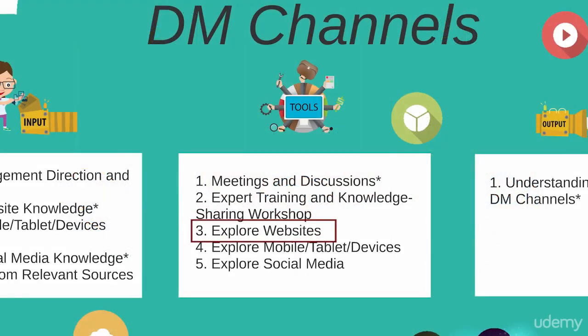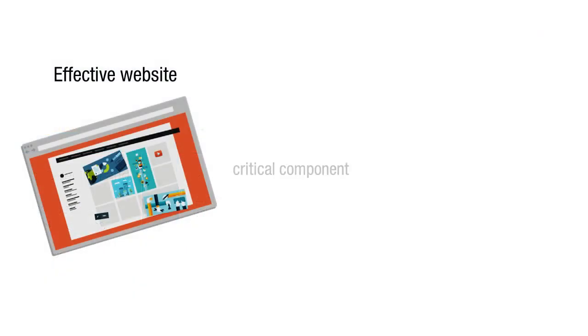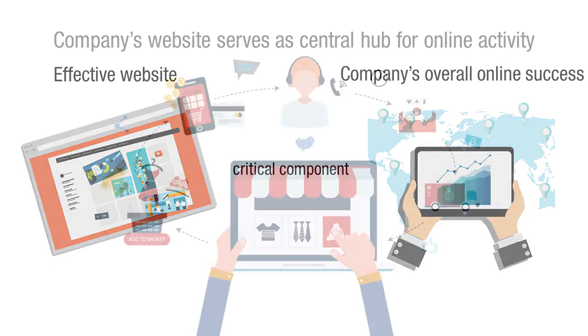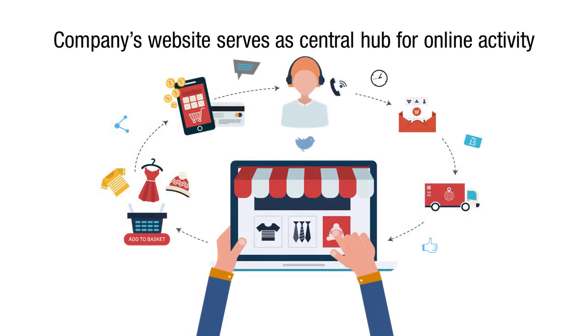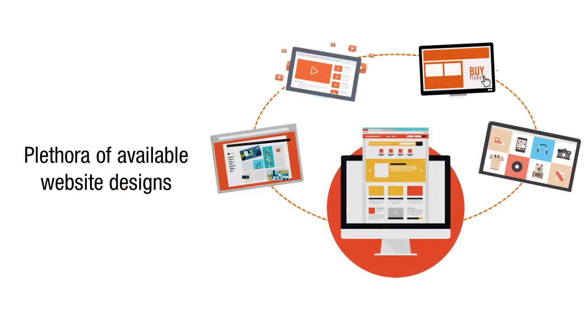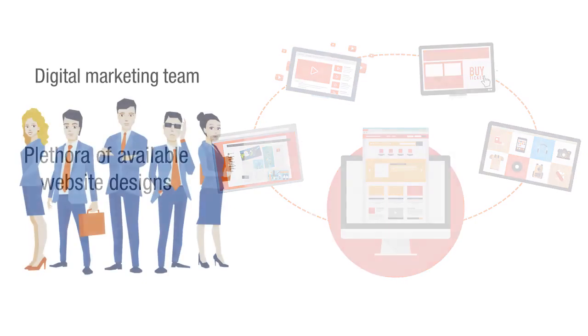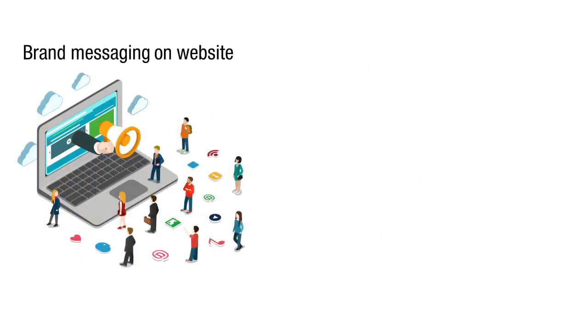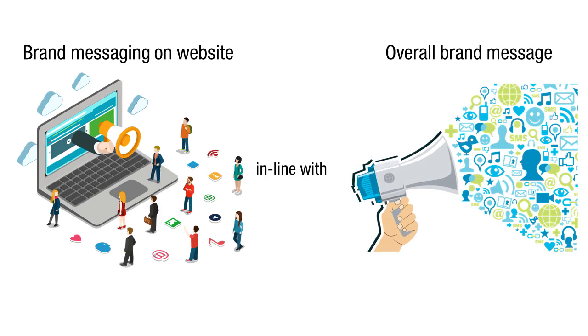The next tool we'll discuss is Explore Websites. An effective website is a critical component of a company's overall online success. The company's website serves as a critical hub and foundation for its online activity. With a plethora of available website designs, the digital marketing team must determine the appropriate and optimal design and message. The brand messaging on the website has to be in line with the overall brand message and must stay relevant to the target audience.